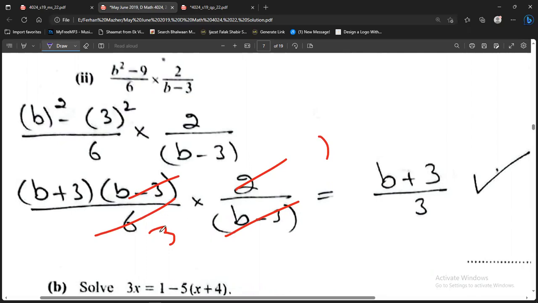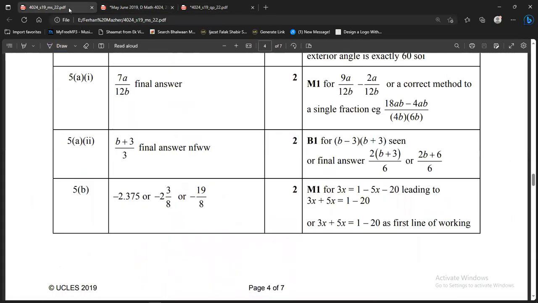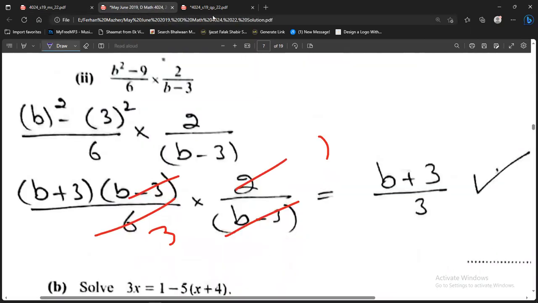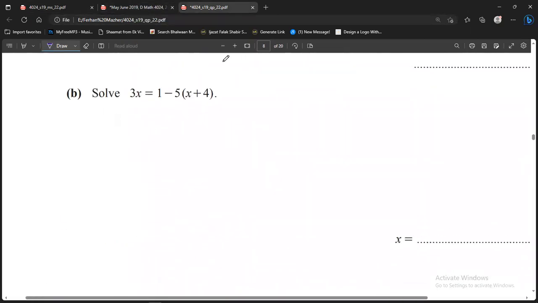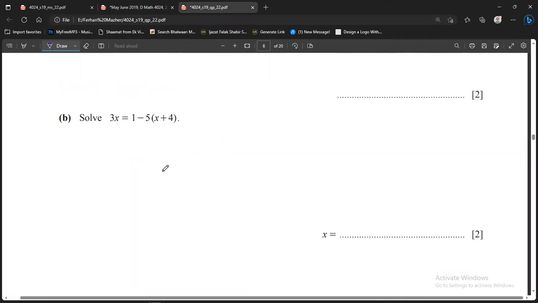And this 2 and this 6 will be cancelled. This b minus 3 and b minus 3 will be cancelled. So you are left with b plus 3, the whole divided by 3. Let's check the answer. Our answer is right, sir. Okay, so we are going to the next part, that is question number 5.